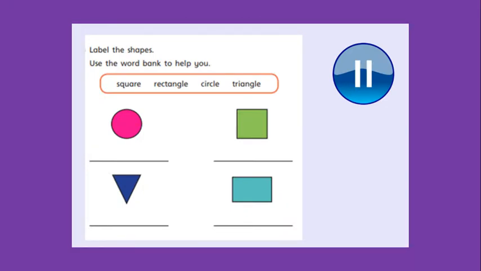Okay then, so this is a nice one to start off with. It says we're going to label the shapes. So we've got here a word bank. We've got the word square, the word rectangle, the word circle, and the word triangle. And I need you to think about which shape goes with which shape word, and I need you to label them, okay? Right, pause that video, work it out for me, and we'll check on the next slide.